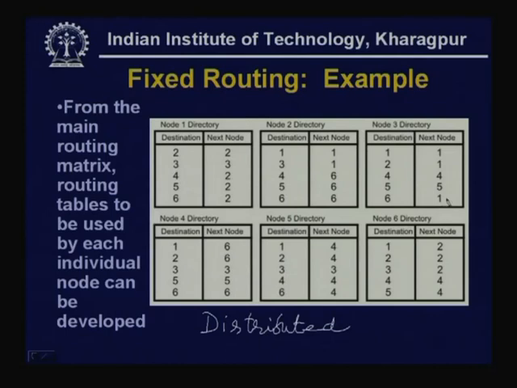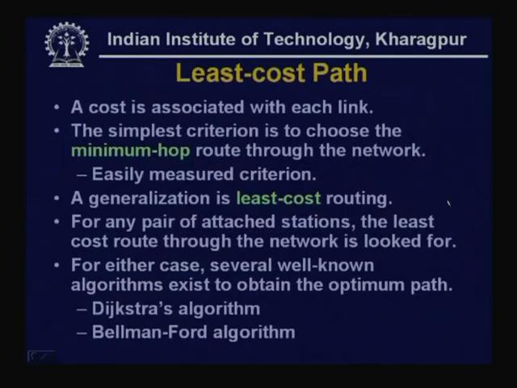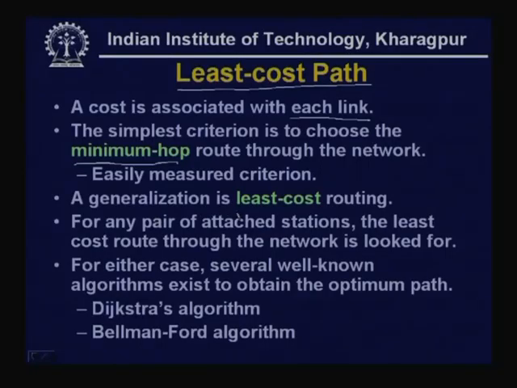The question arises how these routing directories will be created, and that can be done based on some cost. It can be the least cost path. As I mentioned, a cost is associated with each link, as we have seen. Now, the simplest criterion is to choose the minimum hop route through the network. That means you can find out how many hops the packet will take, and based on that, a routing table is created.